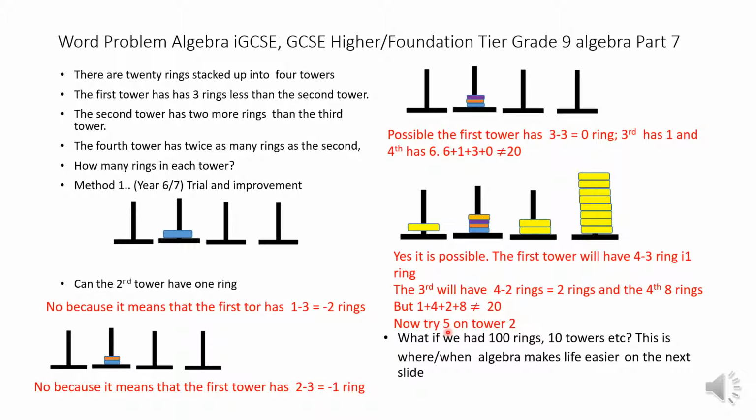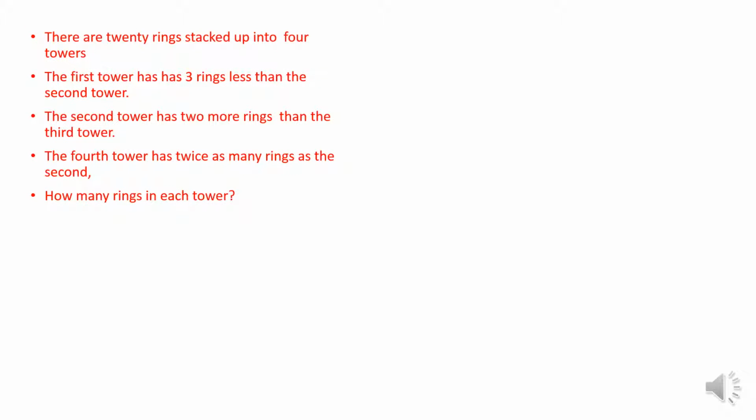Now, why don't you try 5 rings on tower 2 and see if you get the answer? Okay? Now, that's method 1, and that's the trial and improvement method. Now, let's try algebra in the next slide. Okay, now that was slide 1, and that was the trial and improvement method.